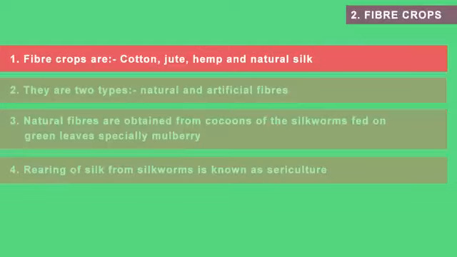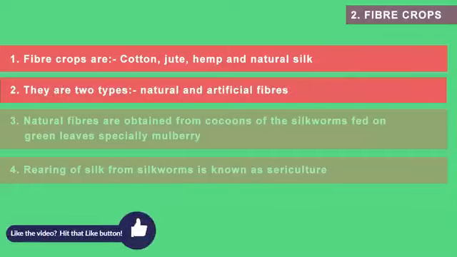The next one is fiber crops. Fiber crops are cotton, jute, hemp and natural silk. These crops were traditionally used to make paper, cloth or rope. And they are of two types, natural and artificial. Today fibers are being chemically modified to make them strong.